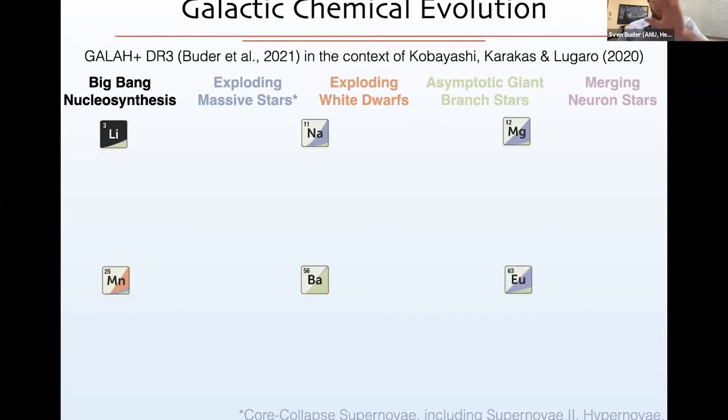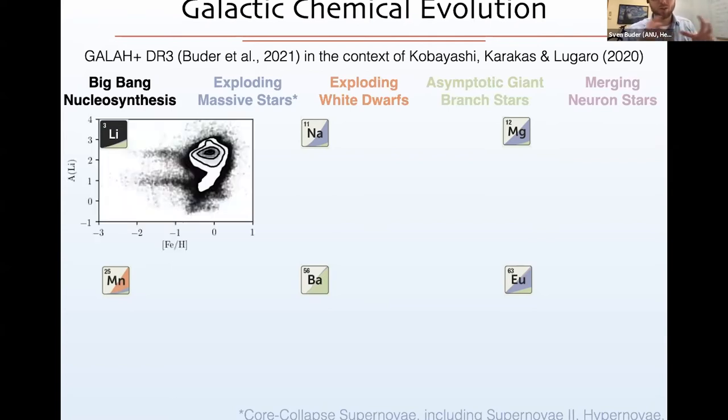Now, this means we have a lot of different nucleosynthesis pathways, and that ultimately, when we look at the chemical abundance distribution, will lead to very different distributions. So I'm just showing you here the absolute lithium abundance versus the iron abundance. And you see this is already very complex. There's a lot of substructure because lithium is very easily destroyed. And well, it's a very complex element, and we're going to have a lot of talks on this element alone. So I'm looking forward to these ones.